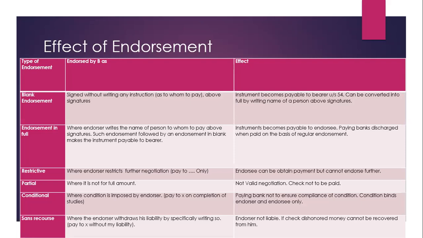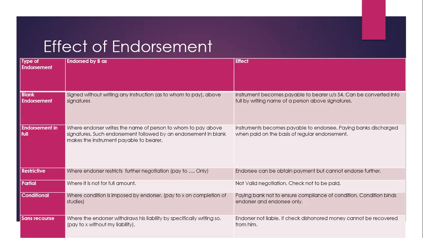Restrictive, we have seen the meaning already. The effect is that the endorsee can obtain payment but cannot endorse the negotiable instrument further. The transferability gets stopped. Partial: when it is not for the full amount, it is not a valid negotiation. Such cheque payments cannot be made where there is partial endorsement.